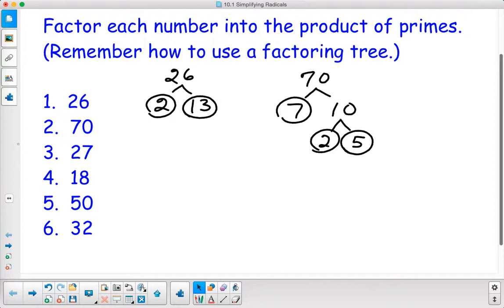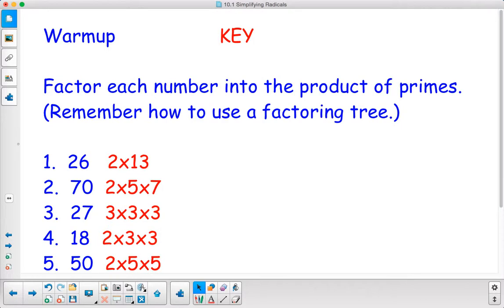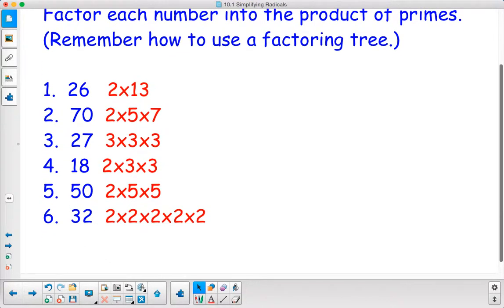Okay, as you come back and take a look at the answers, we get 26 was 2 times 13, 70 was 2 times 5 times 7, 27 it's 3 threes multiplied, and so on. You can check your answers there. Okay, we need that skill in order to do today's lesson.